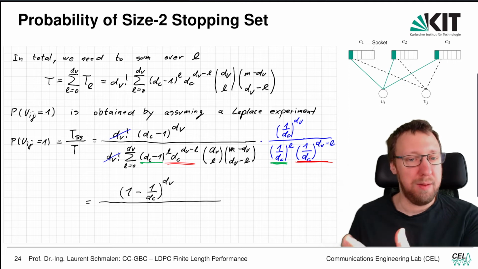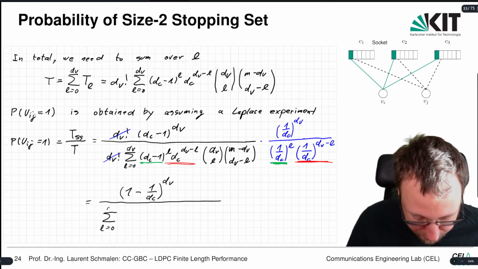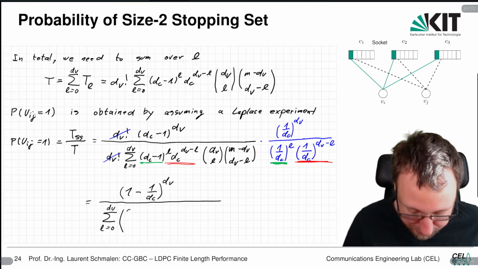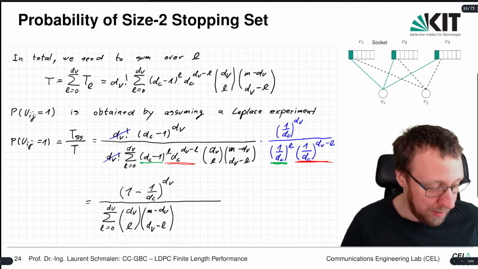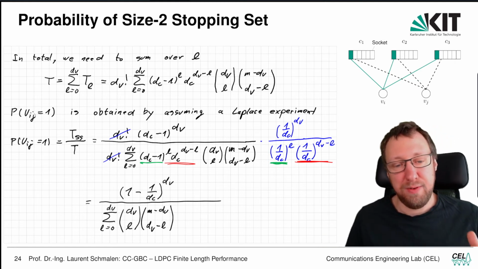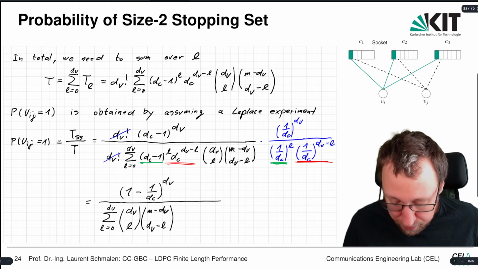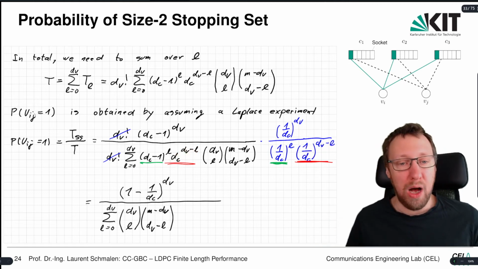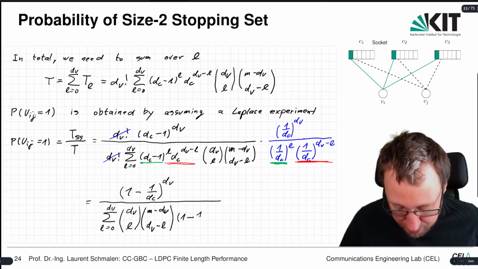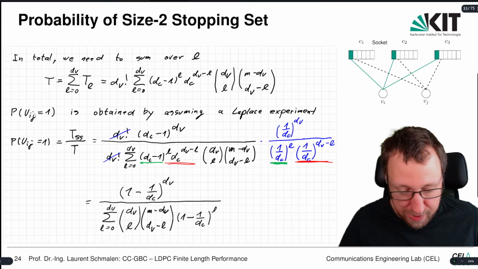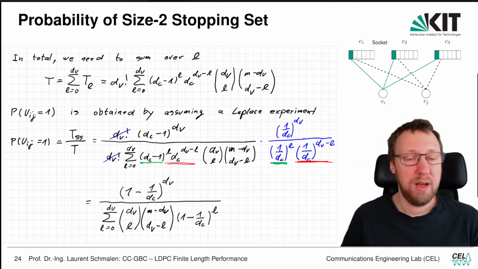That's the numerator. So we just multiply with 1 over dc power dv here. And in the denominator, we get the sum from L equals 0 to dv. Then we put our combinatorial terms. So it's dv choose L times m minus dv choose dv minus L, divided by dv choose dv minus L. And when we multiply with dc, the red term, this guy multiplied with this guy, this is just equal to 1, so this term will vanish. Then we have this guy left, which is equal to 1 minus 1 over dc to the power L. So this is the probability that Uij, or the two variable nodes, form a stopping set.